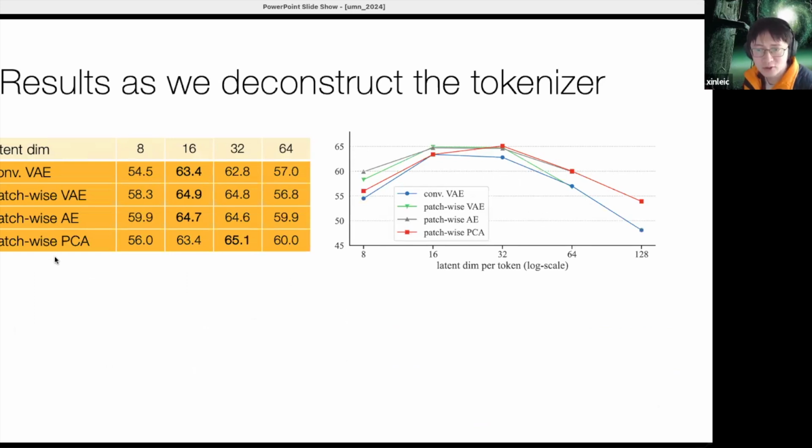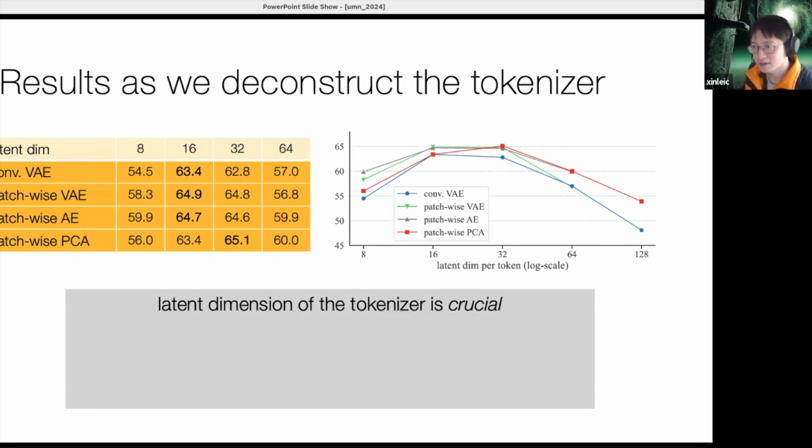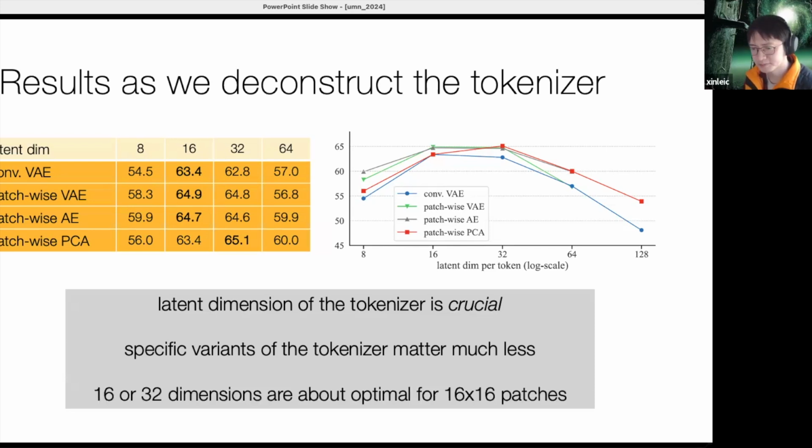Note that for each patch, the original dimension is 784 or 768, I forgot, 700 plus. And here we find the latent dimension around 16 or 32 is the best. And this is regardless of the specific variants we have tried for the tokenizer. So that's why our takeaway is that latent noise is important.